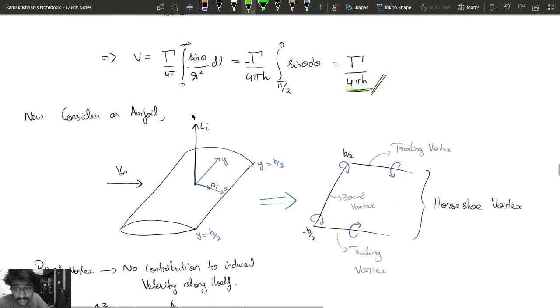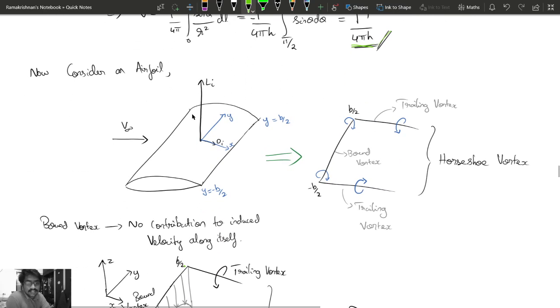So now let's consider an airfoil. This is the same diagram that we saw earlier. This is usually applicable for thin airfoils. I'm assuming my airfoil runs from minus b by 2 to b by 2.